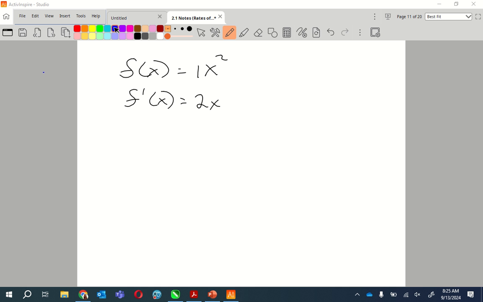Alright, so let's look at another one. g of x is equal to 2x. My exponent here is 1, right? So 1 times 2, okay, so g prime of x is 2, and what do I do with the exponent? I subtract 1, right? I subtract 1, so 1 minus 1 is 0, so that's x to the 0, but anything to the 0 power is 1.